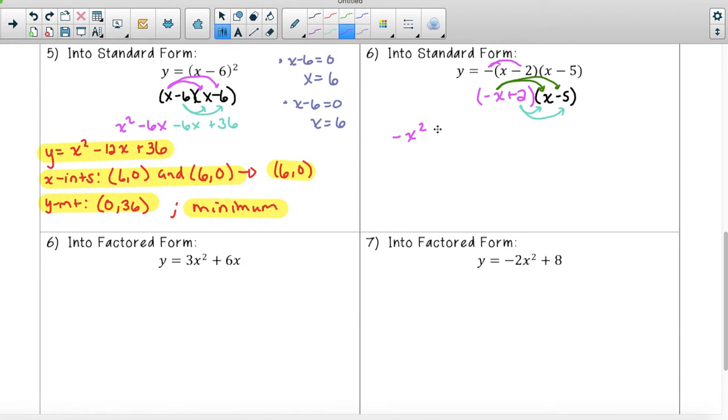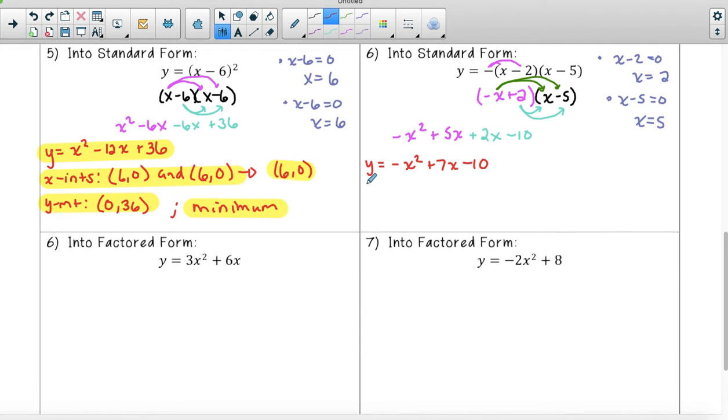Negative x times negative 5 is positive 5x. 2 times x is positive 2x, and positive 2 times negative 5 is negative 10. So combine our like terms, we get y equals negative x squared plus 7x minus 10. To find our x-intercepts, we go back to our original factored form of x minus 2 equals 0. We get x equals positive 2. We take our x minus 5 equal to 0. We get x equals positive 5.